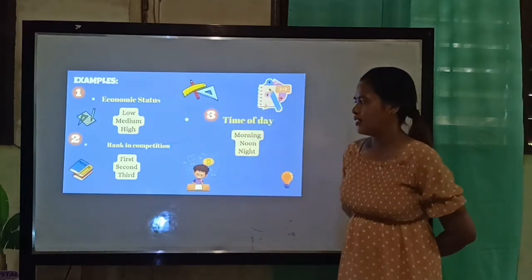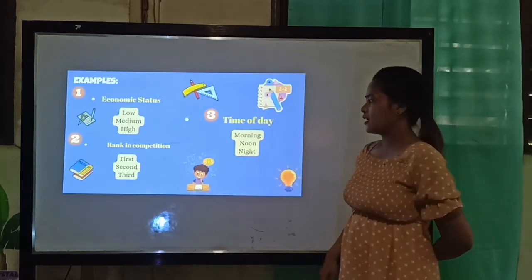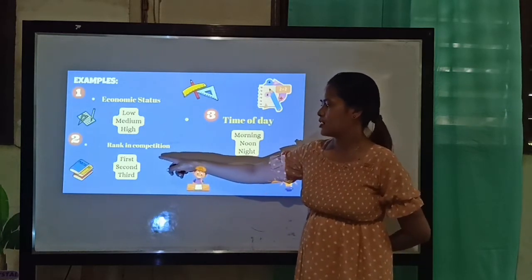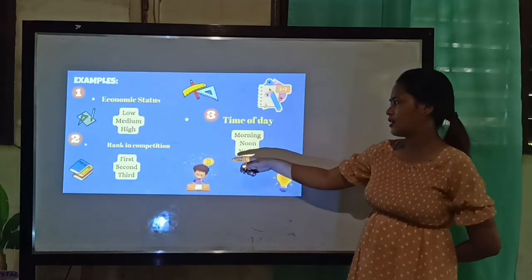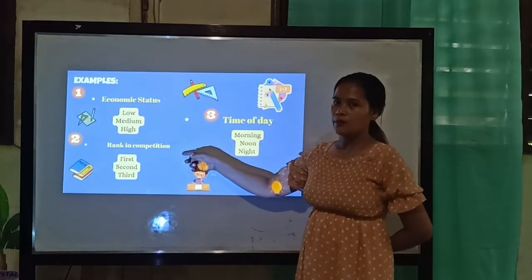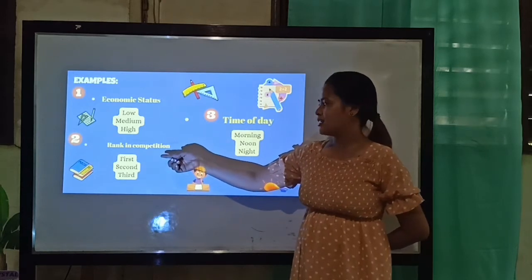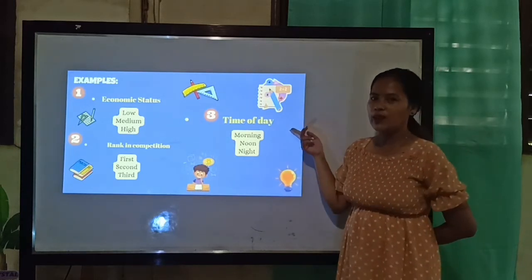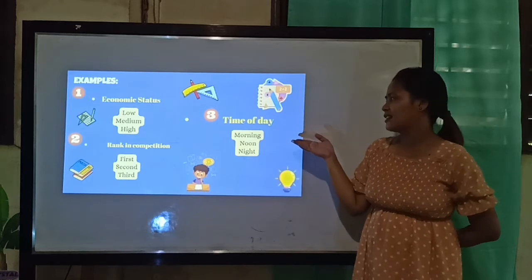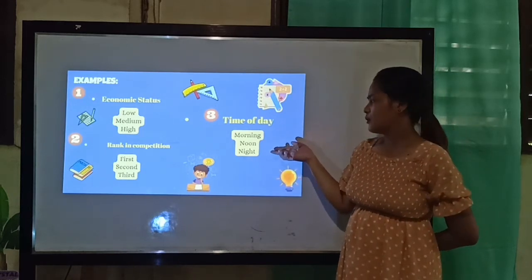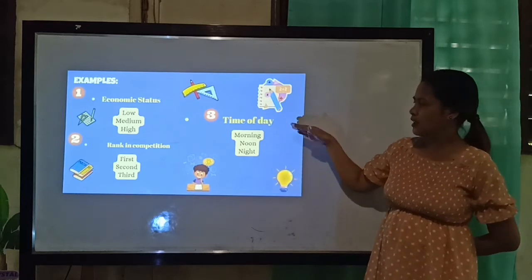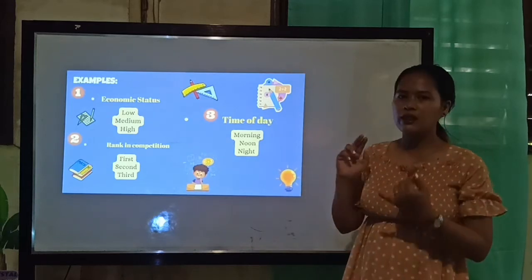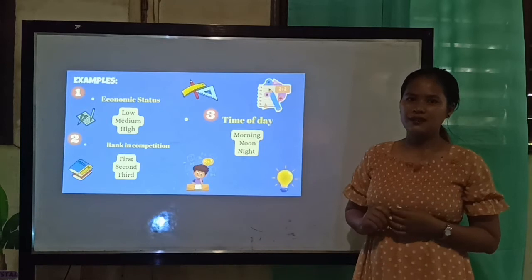Another example is the rank in a competition. The data that we can input is first, second, and third. So our data is first, second, and third, and our variable is rank in a competition. As you observe, the data is in order, arranged. Then another example is the time of the day. For the time of the day, we can categorize the data as morning, noon, and night. It cannot be morning, night, and noon. It must be in order: morning, noon, and night. So in ordinal data, we must remember that we must define the categories and then order the categories.